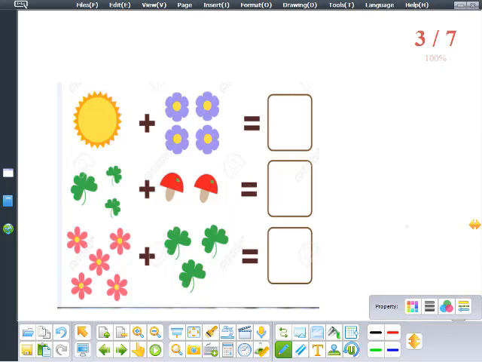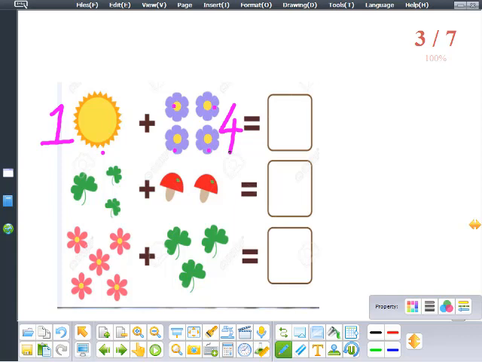Here, look at this yellow one. How many yellow flowers are here? Only 1. Well done. Let's write number 1. What about the purple flowers? Let's count them. 1, 2, 3, 4. How many purple flowers? 4. Let's write number 4. Now we have 1 plus 4.